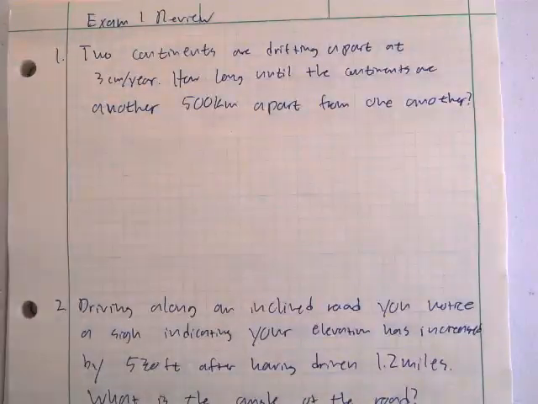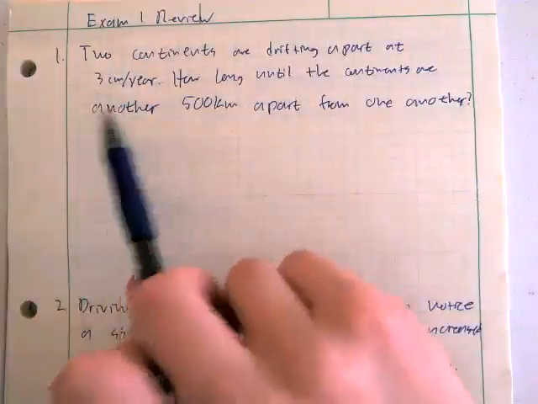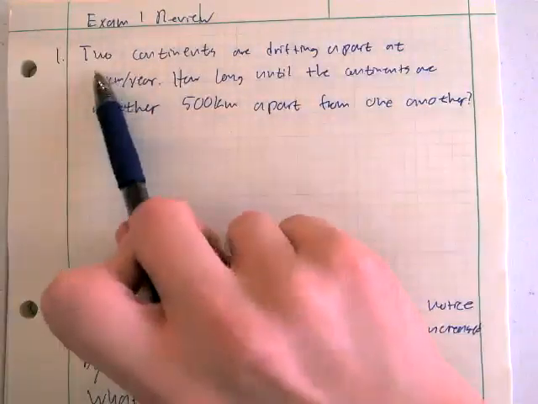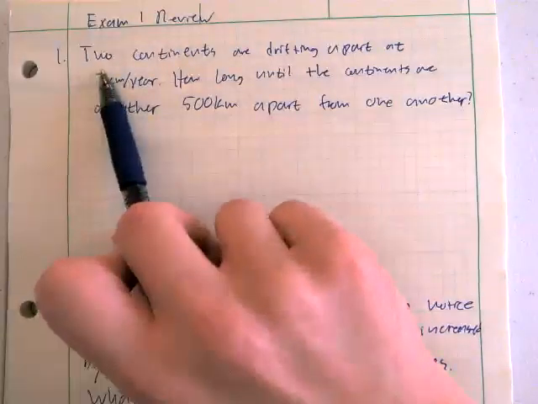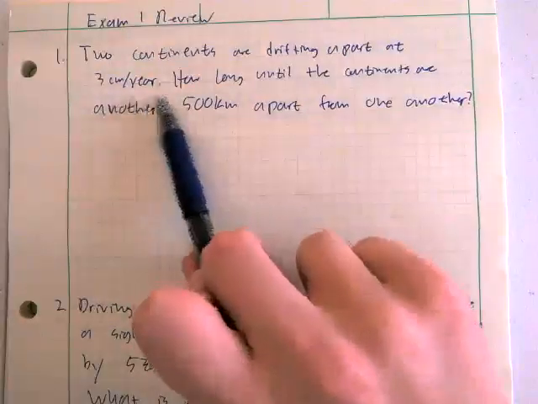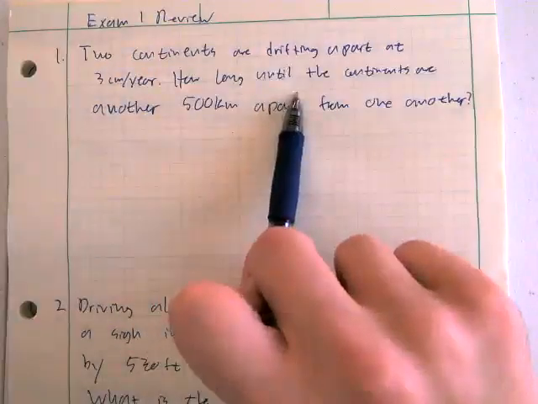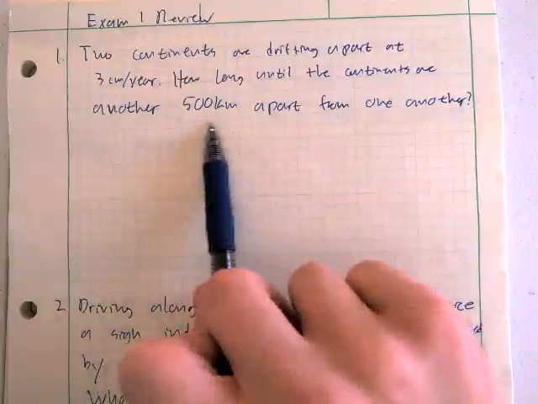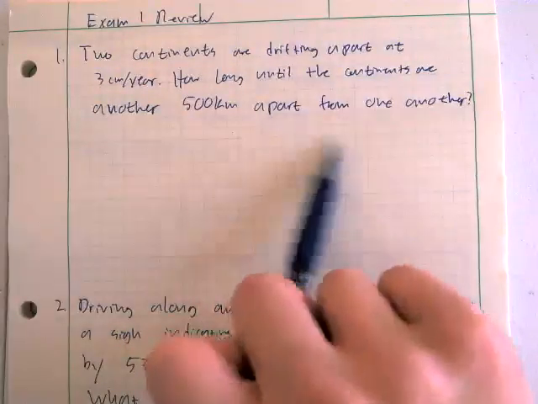Let's take a look at a couple simple problems that will be helpful to you for the exam. We'll start with the easy stuff and make our way up in difficulty from there. Our first problem: two continents are drifting apart at about 3 centimeters per year. What we want to know is how long until the continents are another 500 kilometers apart from one another.